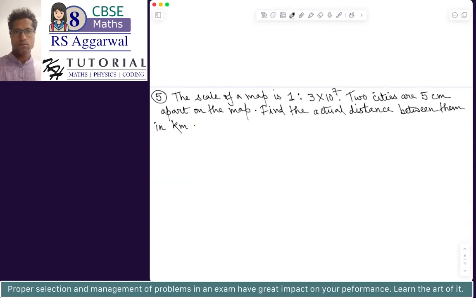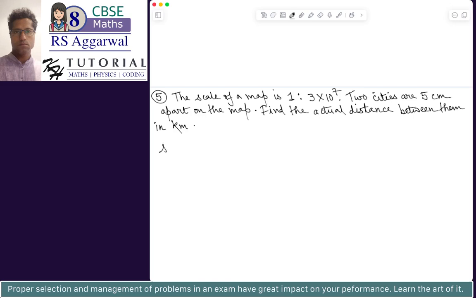Okay, so this is also a very typical problem. The problem says that the scale of a map is 1 is to 3 multiplied by 10 to the power 7. Two cities are 5 centimeter apart on the map. Find the actual distance between them in kilometer. Now, what does it mean that the scale of a map is 1 is to 3 multiplied by 10 to the power 7?